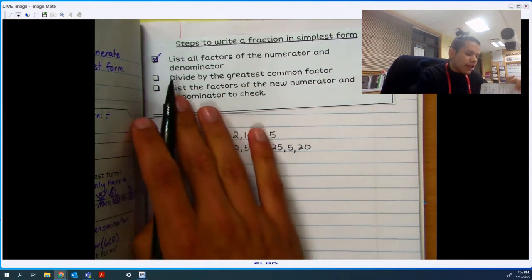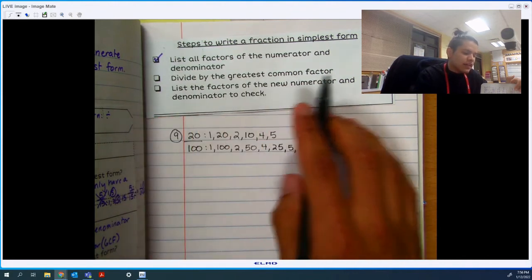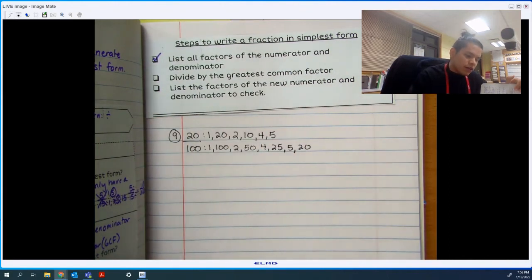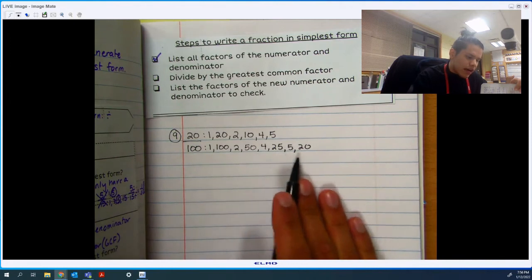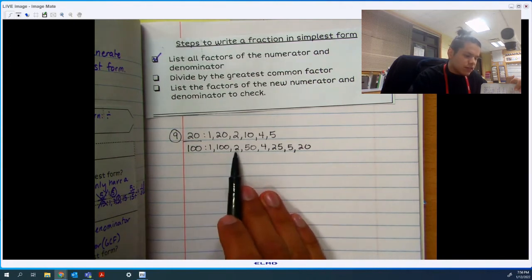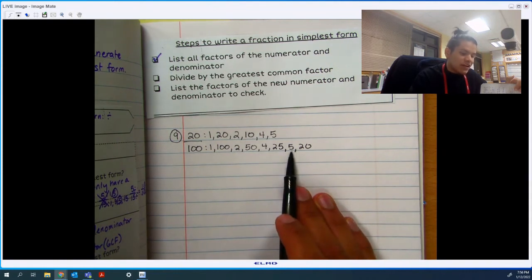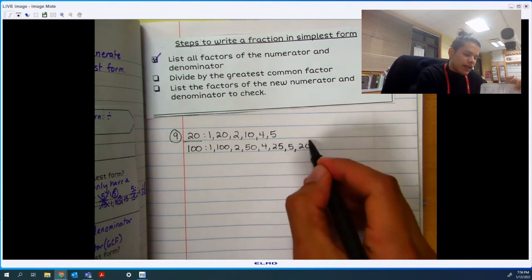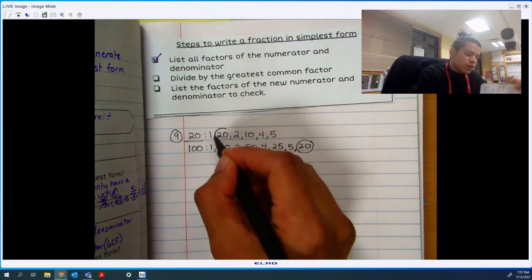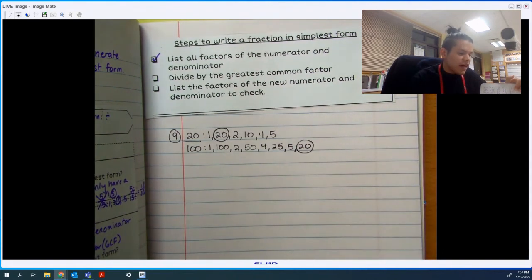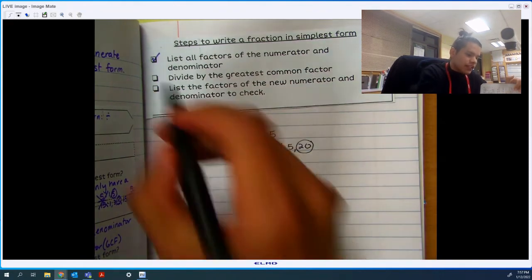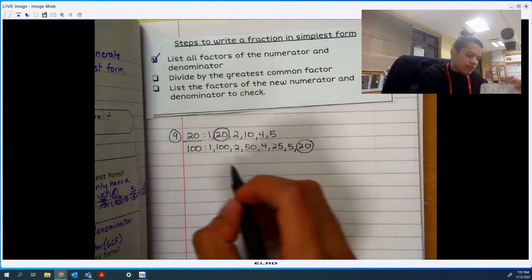Let's next divide by the greatest common factor. Well, taking a look right here, I have 1 as a common factor, 2 as a common factor, 4 as a common factor, 5 as a common factor, and also 20 as a common factor. 20 is the number with the greatest value, so that's going to be my greatest common factor. Let's divide by our greatest common factor.